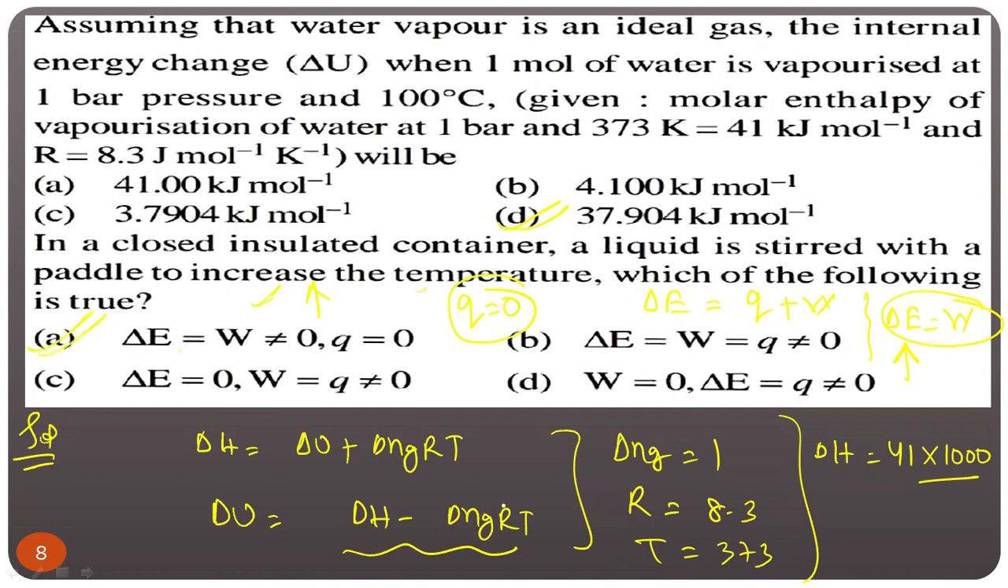So what should be the correct option? We will say A is the correct option. Did you understand? Look, understand this well, children. Q is equal to 0 is given because it is a closed insulated container. So Q is equal to 0. First law of thermodynamics, delta E is equal to Q plus W. Now delta E is equal to W. Clear? Now delta E, internal energy, depends upon temperature, so it can never be 0. If delta E is not 0, then W is also not 0. So A is the correct option. Clear?